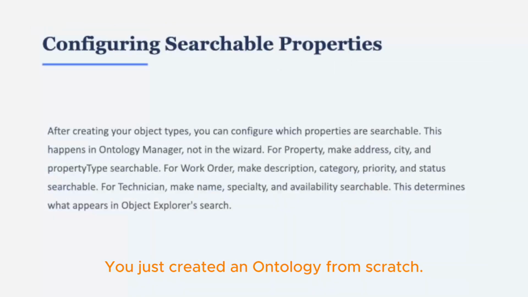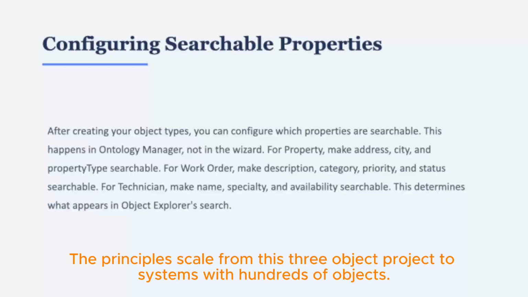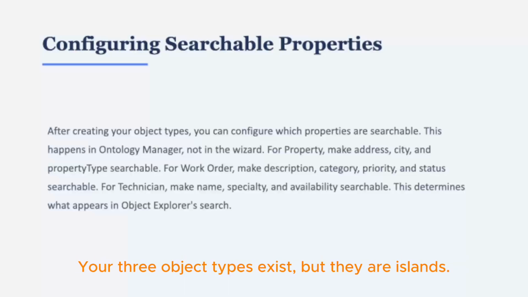You just created an ontology from scratch. Enterprise architects spend weeks doing this. You did it in 1 lesson. The principles scale from this 3-object project to systems with hundreds of object types.